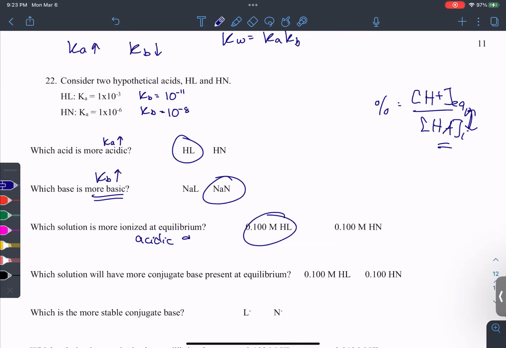Which solution will have more conjugate base present at equilibrium, HL or HN? Remember, these are weak acids. So HA gives us H plus plus A minus. You were so fast to say which acid is more acidic. This question is asking the same thing: which one has more A minus present at equilibrium? It's asking which one is more ionized. So which one is it? HL, yes, because Ka is bigger.